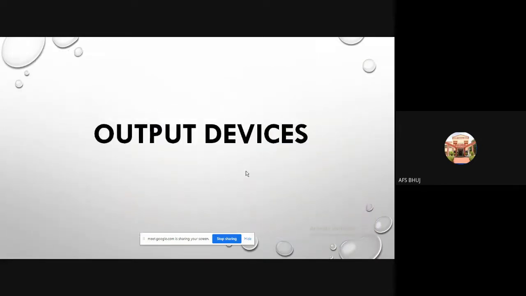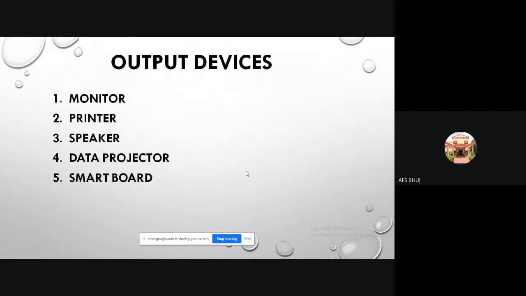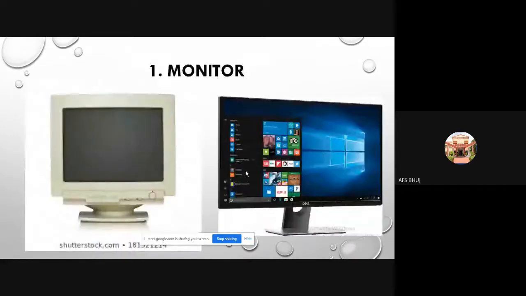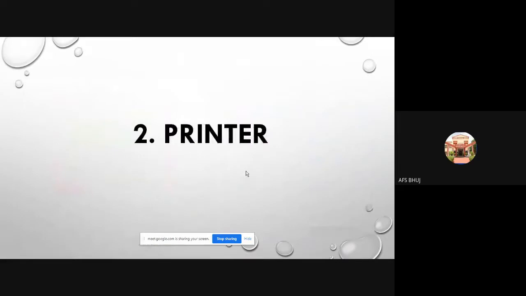Next one is output devices. Output devices means mainly monitor, speakers, and printers. You know that. Other than speakers and printers, we have projector and smartboard also coming under output devices. We can see monitor, printer, speaker, data projector, smartboard. First one is monitor. Monitor is used to display output on the screen. So it is an output device, and printer is to get the hard copy from the computer.